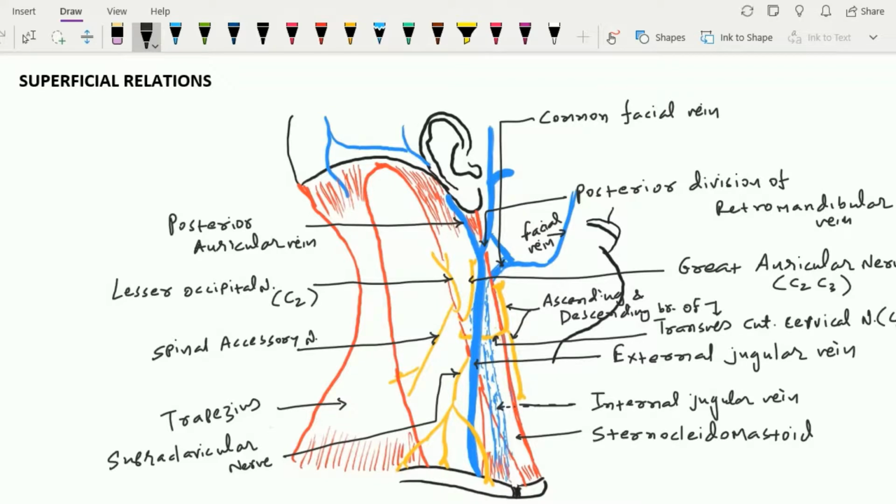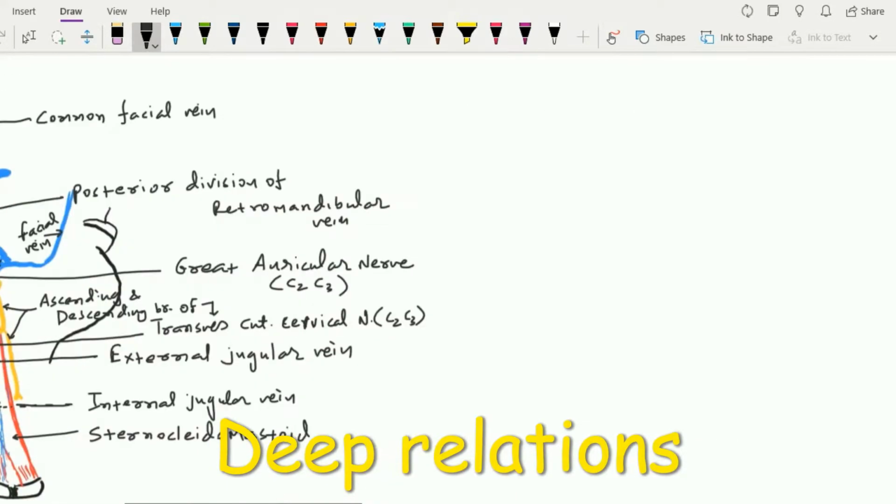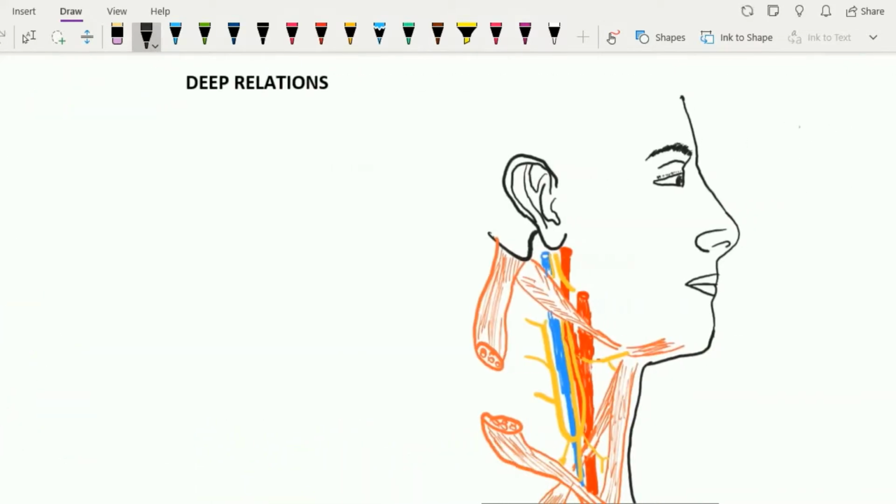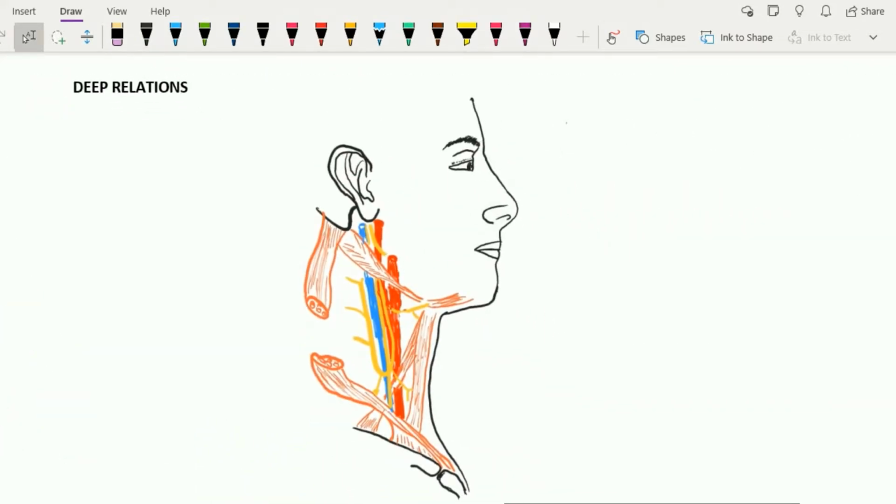So all these are the superficial relations along with the anterior border and the posterior border relations of the sternocleidomastoid muscle. Now let's see the deep relations of the sternocleidomastoid muscle. Here in this figure we have cut and reflected the sternocleidomastoid muscle, and we can appreciate its deep relations. For the deep relation of the sternocleidomastoid muscle, we can divide these relations into three parts by these two tendons.